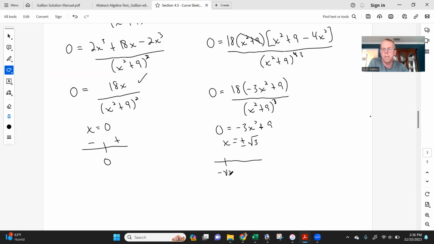Negative square root 3 and positive square root 3. We can use our polynomial trick here again, like we did in the first video and like we've done in other videos where we talked about this kind of thing. The denominator is always positive. So the sign of the second derivative is completely determined by the numerator, and in particular by this quadratic. Now this is a quadratic, it has a negative coefficient in front, so it's going to be the upside down parabola. So the second derivative is going to be negative, positive, negative.